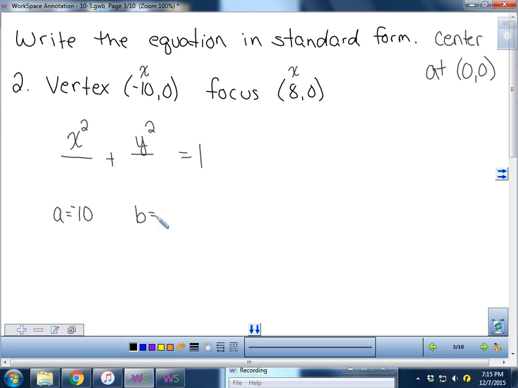All right, b comes from my covertex. I don't have a covertex here, so I don't know what that is. And I know that c comes from my focus. It's the non-zero number since we're at the center. So this is 8. I have to have b in order to plug in up here. Now, since this represents my a, my vertex, this is going to go underneath the x because it's in the x spot. But remember, this is a squared. So I know that a squared is equal to negative 10 squared, which is 100. So that's going to go underneath the x.